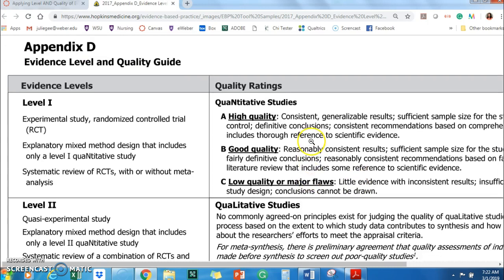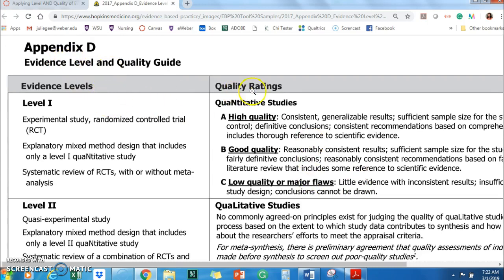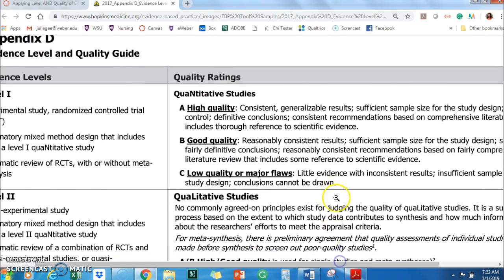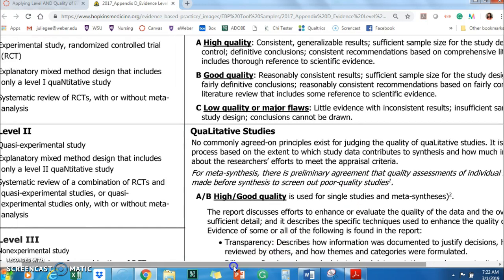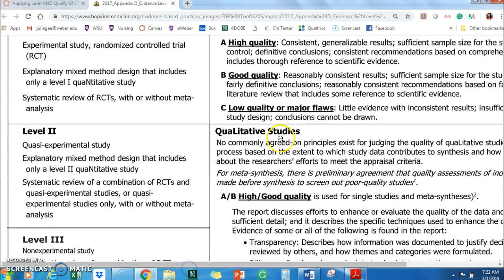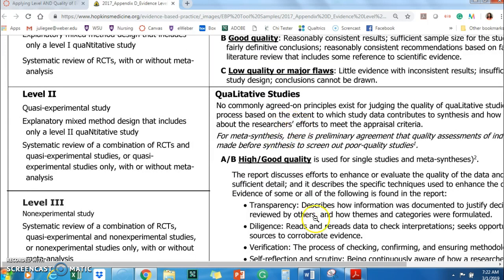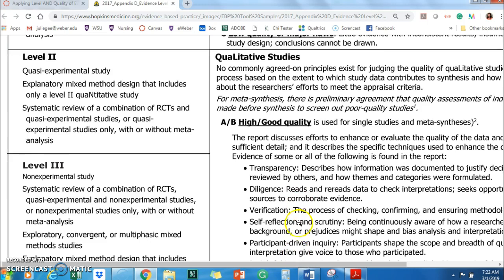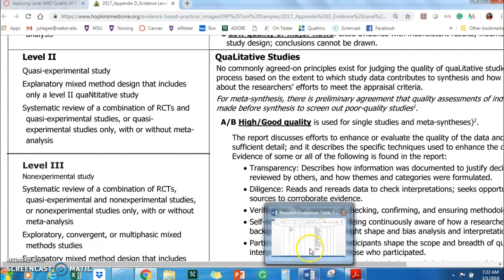So this is the Johns Hopkins Evidence Level and Quality Guide, and this is what we're going to use. There are several different ones out there, and in real life you can use whatever you want. Like I had told some of the students I had talked to Wednesday, I use the AACN one. It doesn't matter. But for this purpose, this was fairly simple, so we just assigned you the Johns Hopkins.